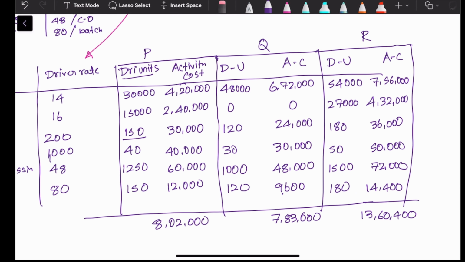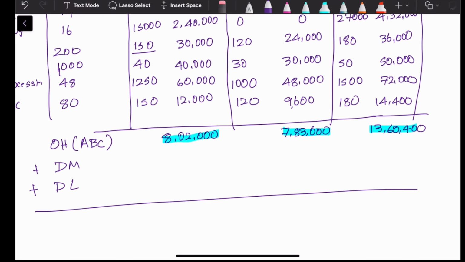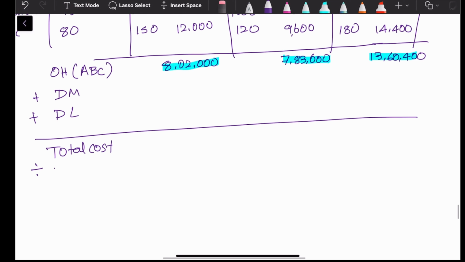Now on the screen I have calculated the total activity overhead for P, Q and R. So these are the overheads as per ABC, and this is the statement. To this, if you add direct material and direct labor, you will get the total cost. Then divide by the units, you will get the cost per unit based on ABC.